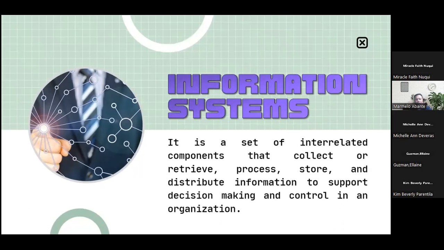Information systems, on the other hand, is a set of interrelated components that collect or retrieve, process, store, and distribute information to support decision making and control in an organization. IS includes the design, development, implementation, and maintenance of information systems that enable the collection, processing, and dissemination of information to support decision making.